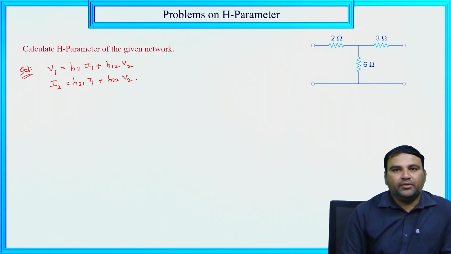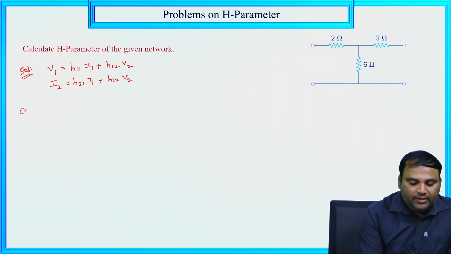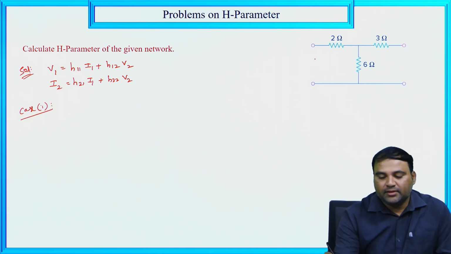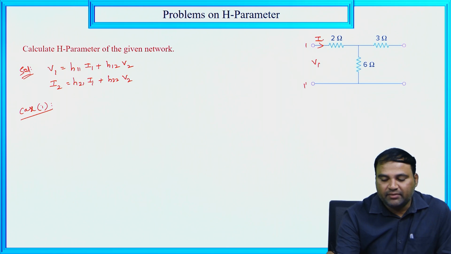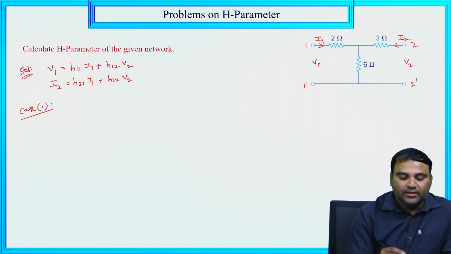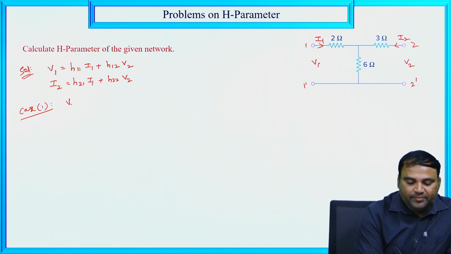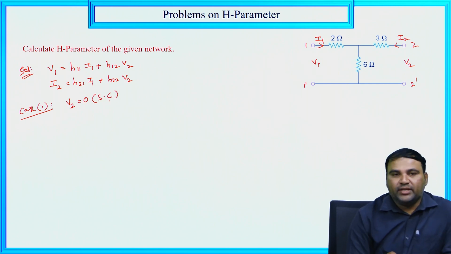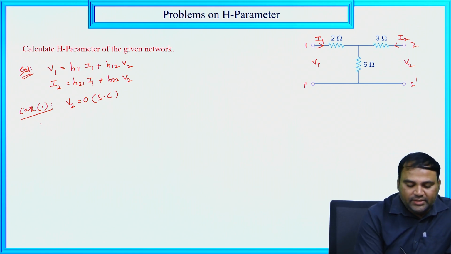Now I am taking case 1. Here is the first port, 1 dash, with input voltage V1 and current I1, and the second port, 2 dash, with secondary voltage V2 and current I2, right? For the first case I am taking V2 equal to 0, which means we have to short circuit the secondary voltage. Now short circuit the secondary voltage.